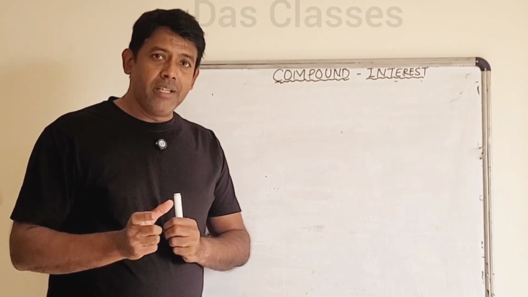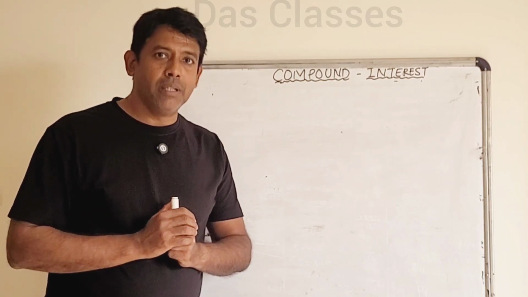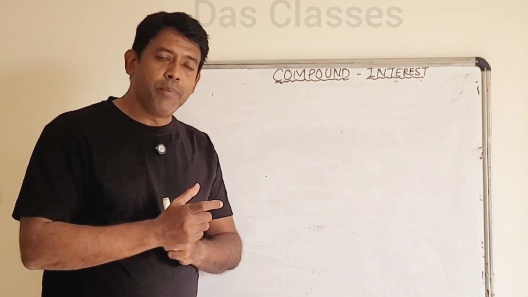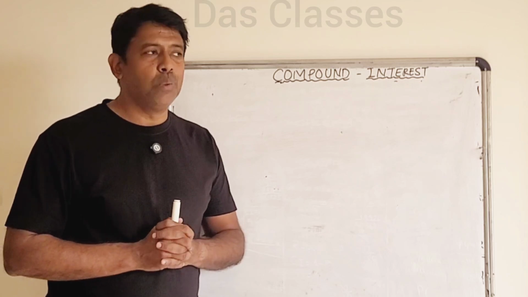In case of simple interest, the interest is calculated every year on the same principal, while in compound interest, the interest is calculated on the principal plus the interest. So it is called compound interest, and that is the difference between the two.